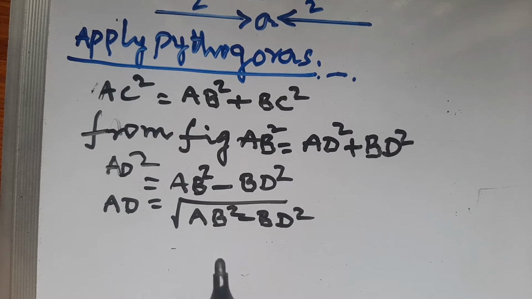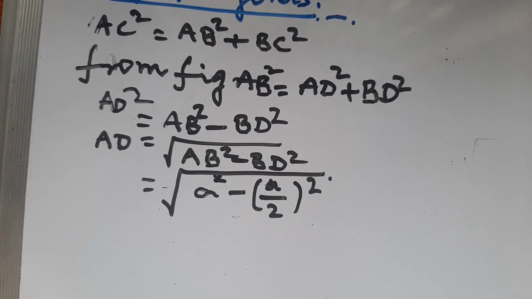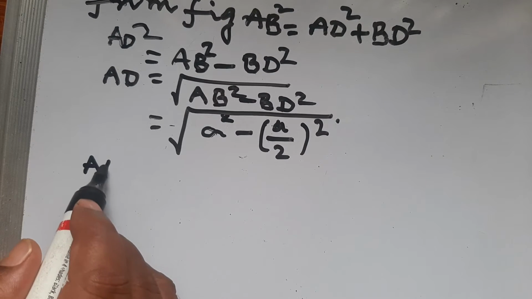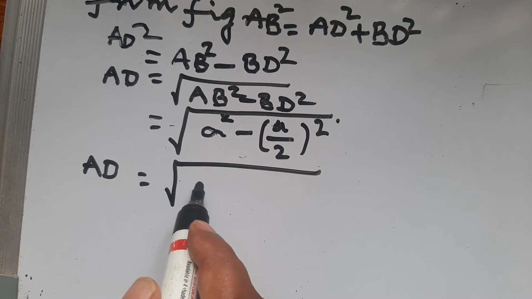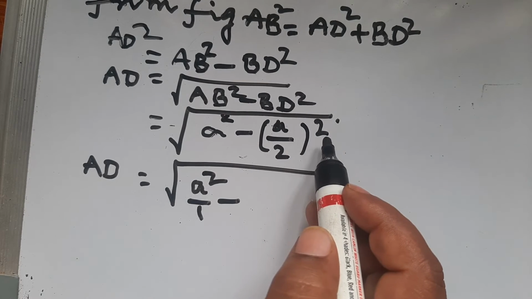Okay. So what is AB square? What is the AB value? AB value is A, right? A, and the square is there, you write the square, minus what is BD? A by 2, A by 2 square, you can keep in the bracket, then root as it is. Okay. Now let us see what is coming in the next equation. Therefore, AD is equal to, you write as it is, under root of A square, you write by 1, minus this square is there.